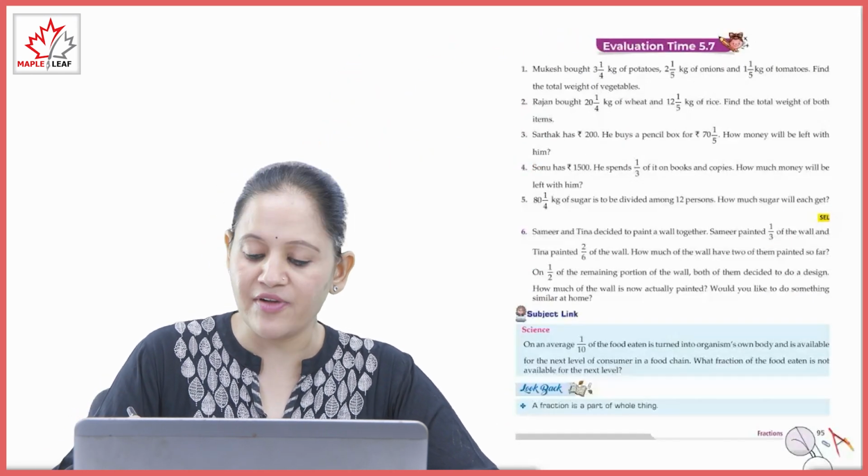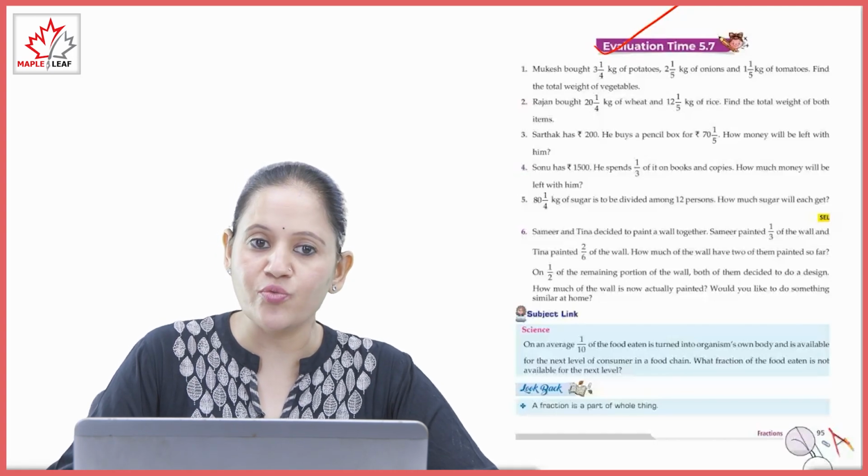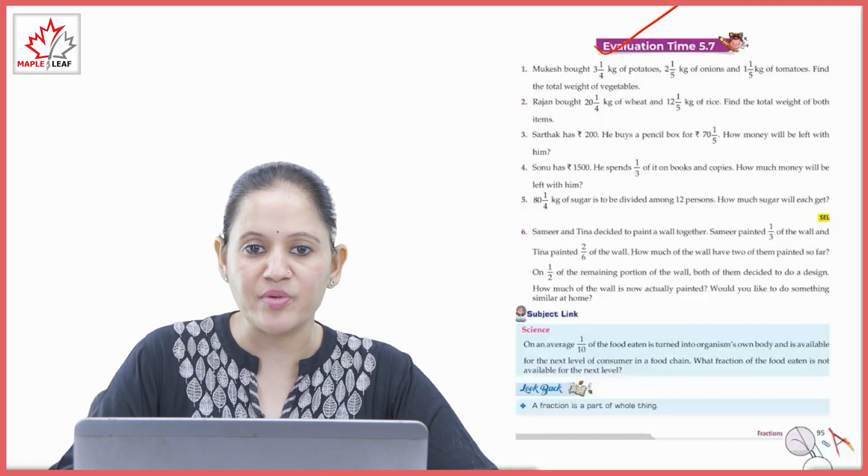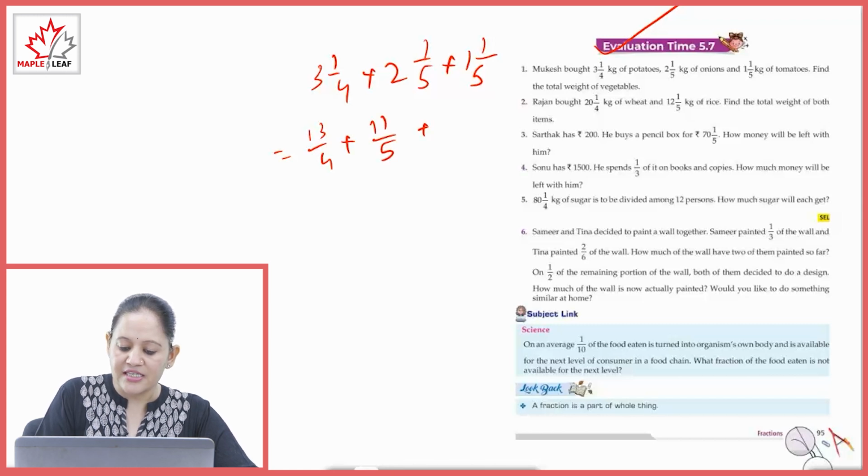Next is Evaluation Time 5.7. Mukesh bought 3 1 by 4 kg of potatoes, 2 1 by 5 kg of onion, and 1 by 5 kg of tomatoes. Add them together. 3 1 by 4 plus 2 1 by 5 plus 1 by 5. 4 3s are 12 and 1, 13 upon 4, plus 5 2s are 10 and 1, 11 upon 5. 5 1s are 5 and 6 upon 5. Take the LCM. 20.